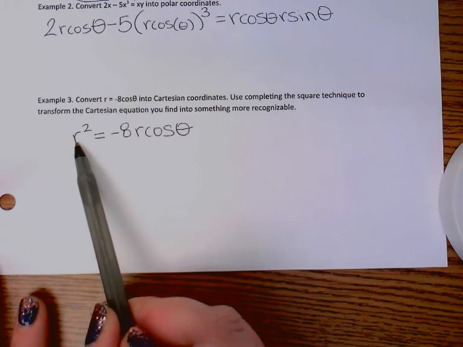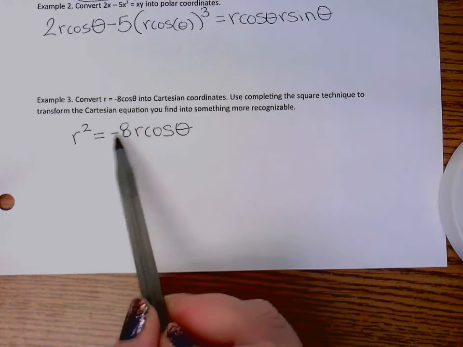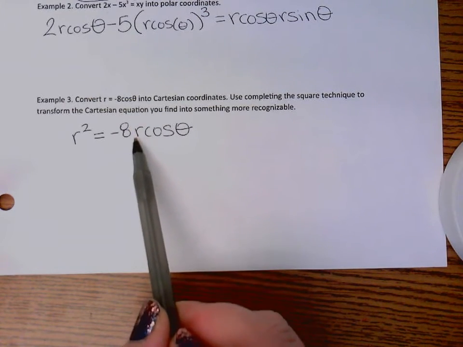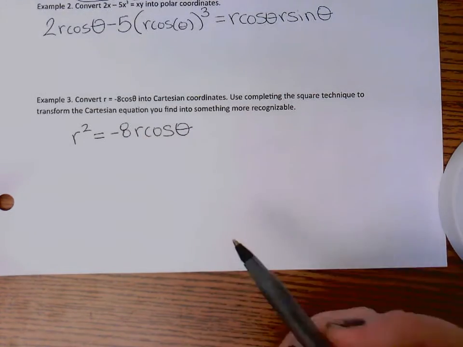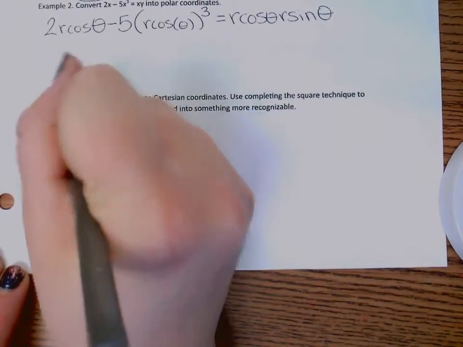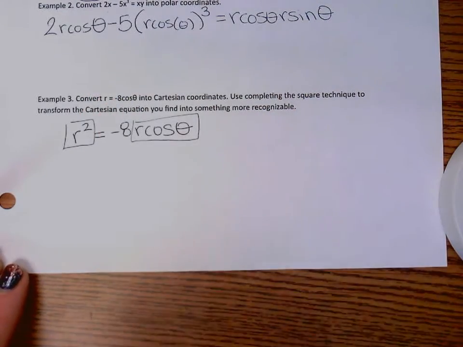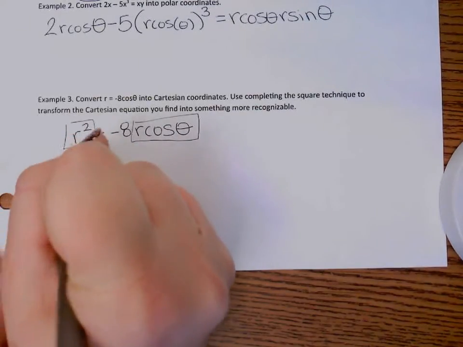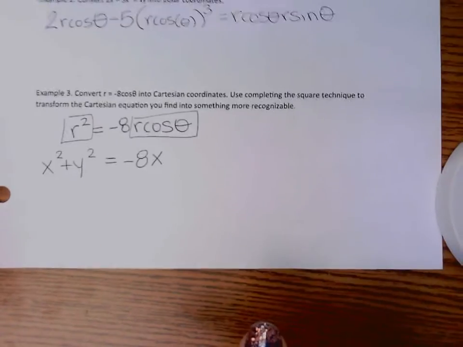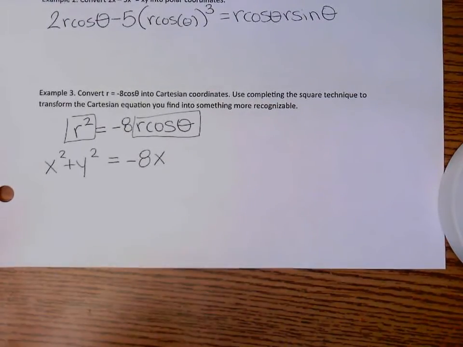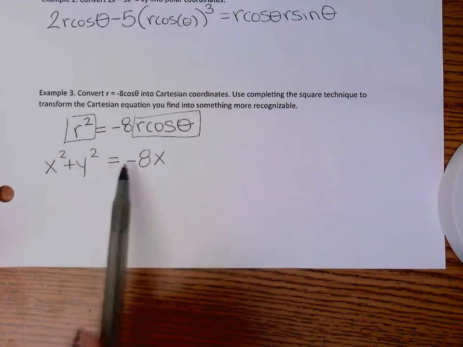So that makes this r squared, and that makes this side, I can put it commutative property, whatever order I want. So I'm just choosing to put the r, negative 8r cosine theta. Now I can substitute something in for r squared, and I can substitute in something for r cosine theta to get rid of those. X squared plus y squared equals negative 8x. So technically your job is done. You have gotten rid of the r's and the thetas, and now you have this rectangular equation.